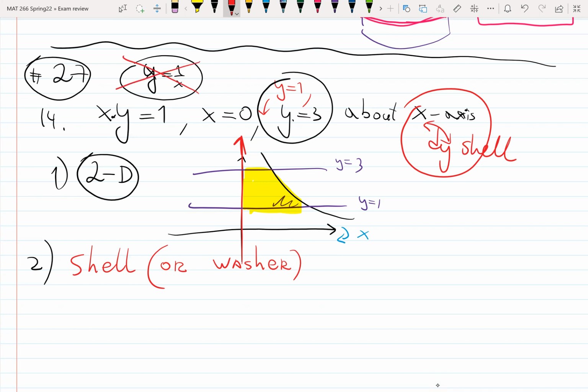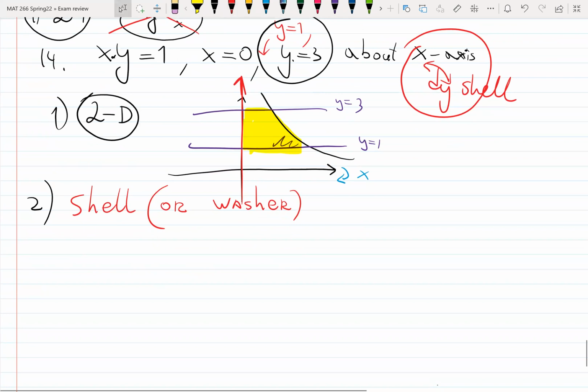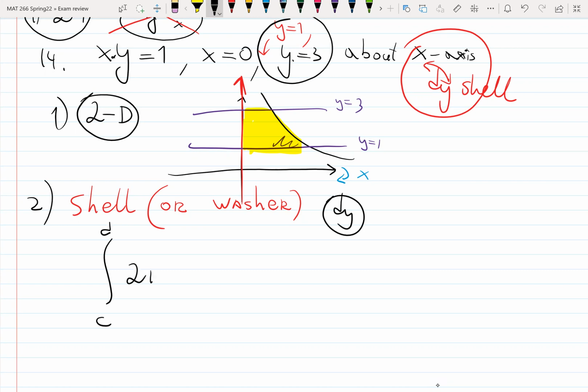So let me cross this off. For now, let's see what's happening. Since it's a shell method, the integral will look like this: shell, dy, from c to d, 2 pi r h dy. At least remember this formula. Right now, out of nowhere, the formula from my brain just shows up, so that's a good thing. It stays like this. I remember it's the circumference times the height.